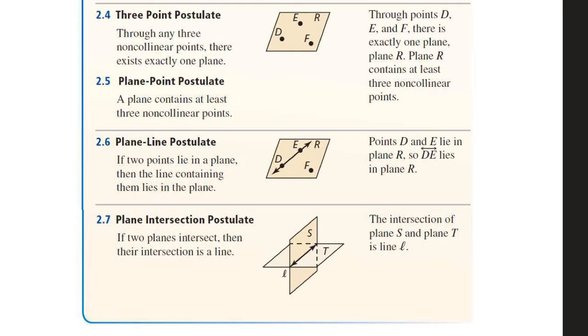The next postulates concern points and planes. Postulate 2.4 says, through any 3 non-collinear points, meaning through any 3 points that aren't all part of the same line, there exists exactly one plane. We see there's D, E, and F. Since they're not all part of the same line, they create a plane, and it is labeled plane R. Conversely, the plane-point postulate says that if we have a plane, that plane consists of at least 3 non-collinear points. So if I have plane R, I can assume it contains 3 points that aren't all part of the same line.